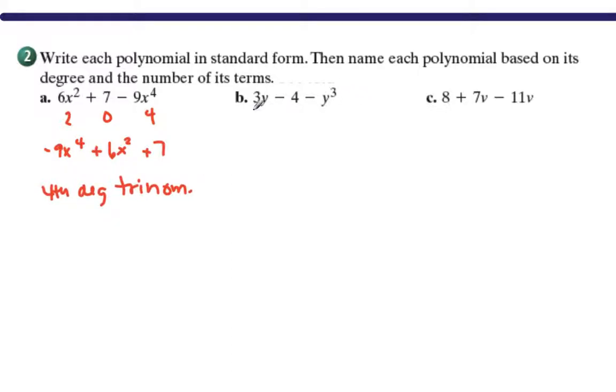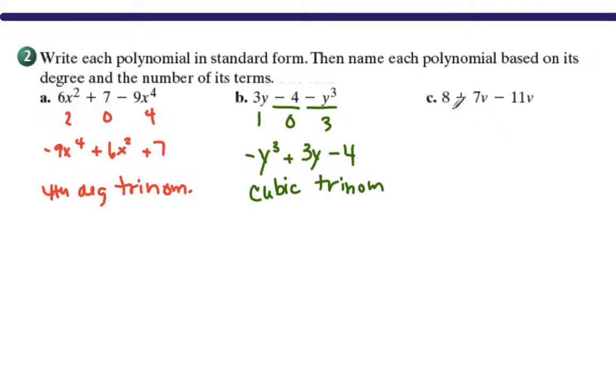All right. 3y minus 4 minus y cubed, degree 1, degree 0, degree 3. So putting this in order, we have negative y cubed plus 3y minus 4 because those signs stay with that particular term. All right, 3rd degree, so that's going to be a cubic. There's 1, 2, 3, so it's a cubic trinomial.